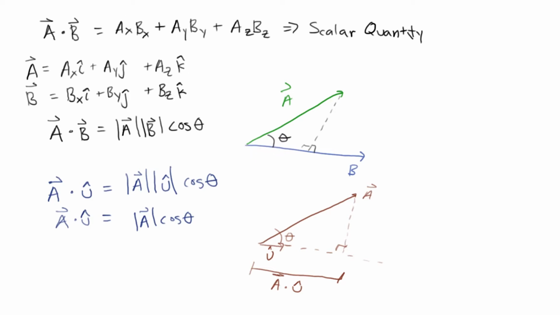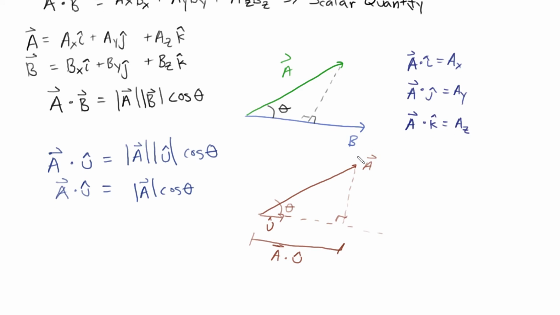So if you want to see a more clear example, we could project A onto the x-axis by doing A dot I, and that'll give you the AX component. Or if you want the Y component, you simply dot it with the J unit vector, and then similarly for the K unit vector, you get AZ.